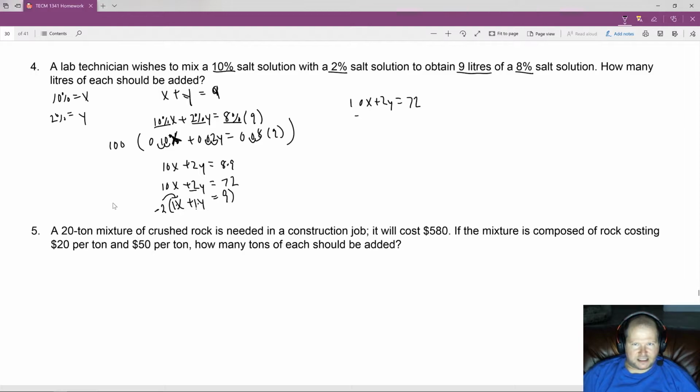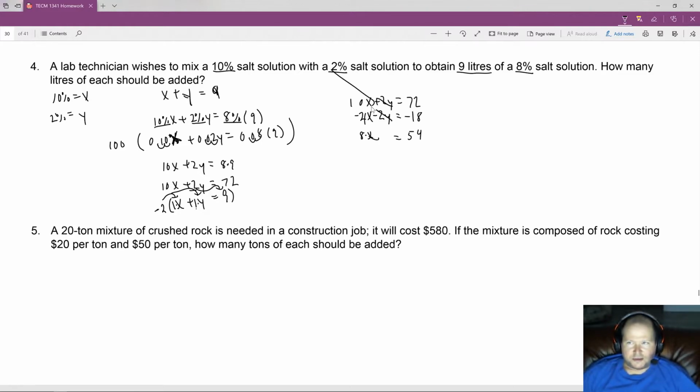Negative 2 times x is negative 2x. Negative 2 times positive y is negative 2y. Negative 2 times positive 9 is negative 18. 10x plus negative 2x is 8x. Positive 2y plus negative 2y cancels out. 72 plus negative 18 is going to be a positive 54.